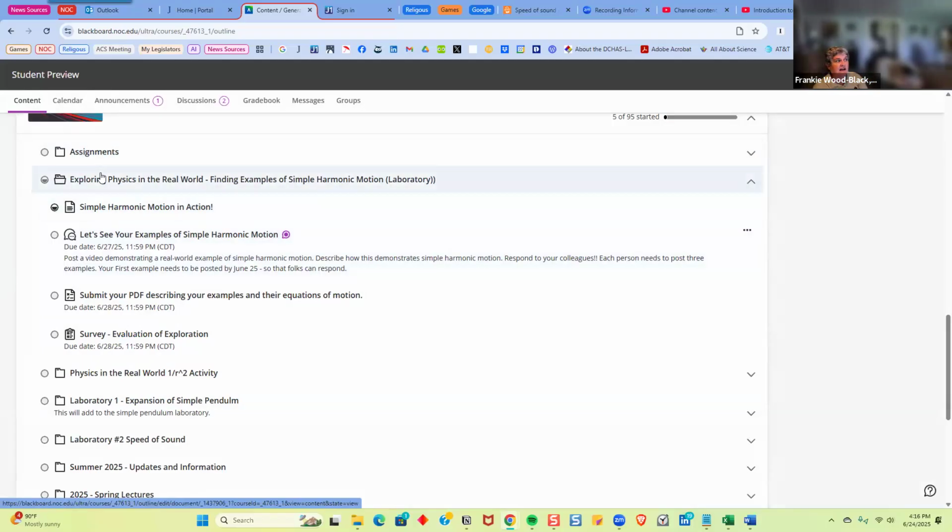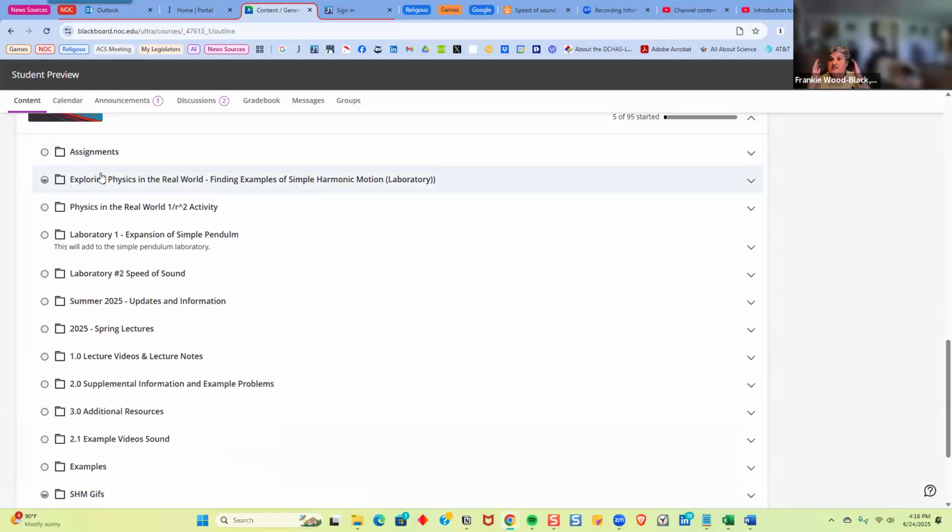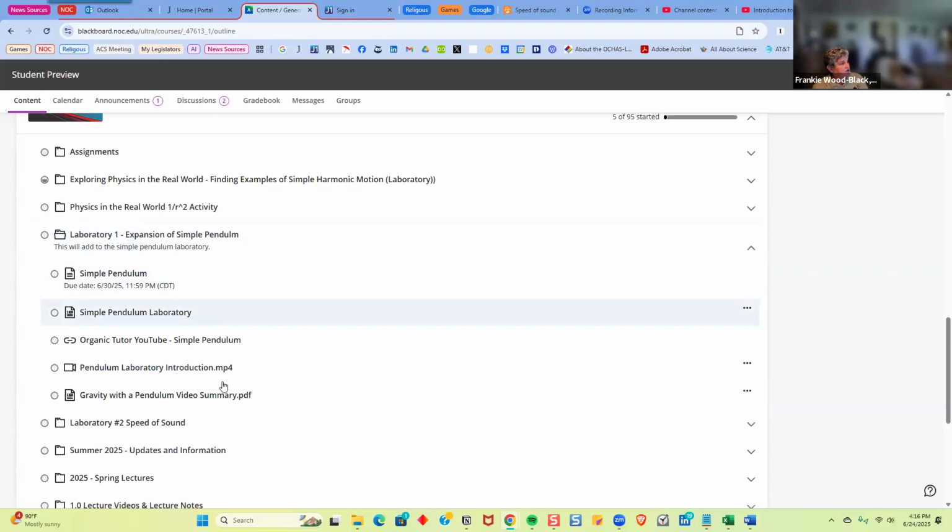And that one does not need a laboratory memo. It just needs a PDF describing your motion and giving me your equation of motion. The other laboratory is the simple pendulum, and we will talk through that as we work through the lecture material today. But you also have a laboratory introduction that has everything in it except for the expansion.